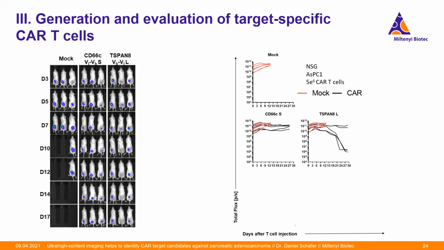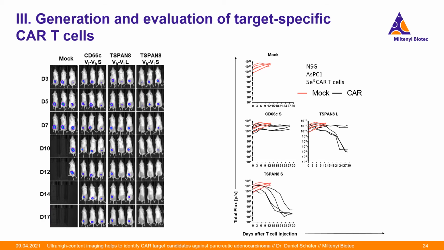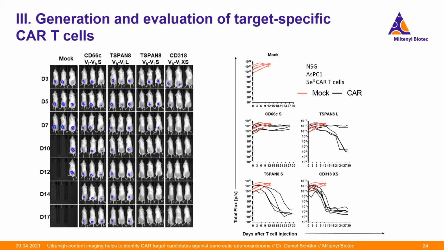mass is shrinking. It looks a bit more homogeneous with the T-SPAN8S spacer CAR, where all the mice show tumor eradication, but with a rather heterogeneous response. For some mice it takes a bit longer than for others. And for the CD318 CAR, this looks a bit faster, stronger and more homogeneous, very effective. So we can say that indeed the best performing CARs in vitro are also functional in vivo.